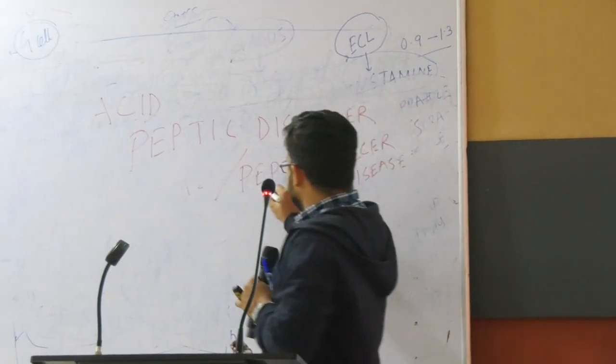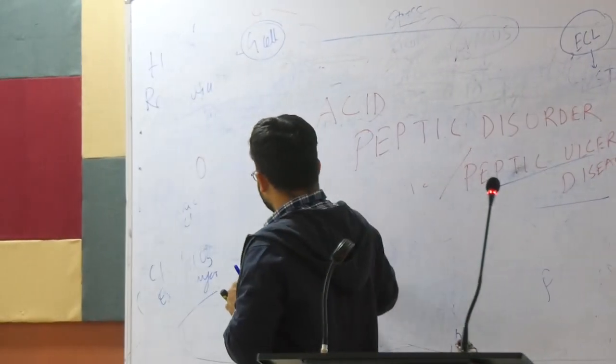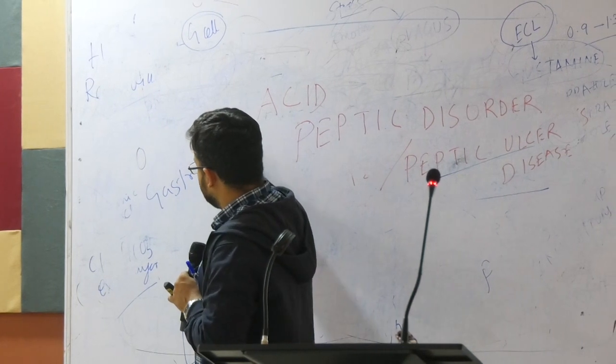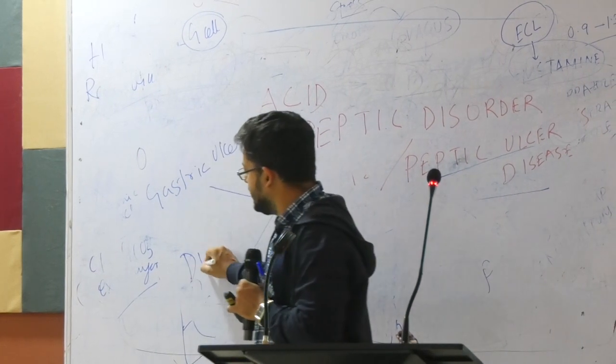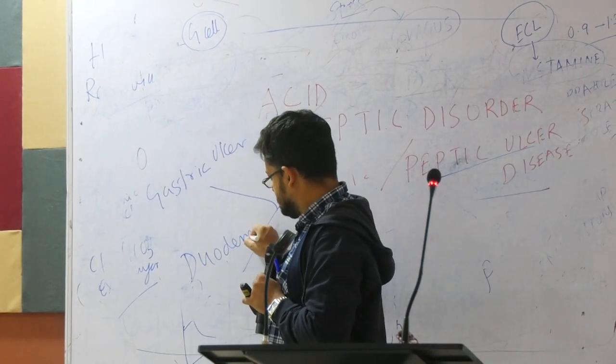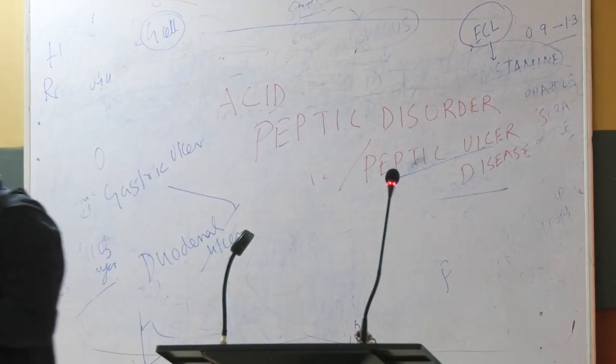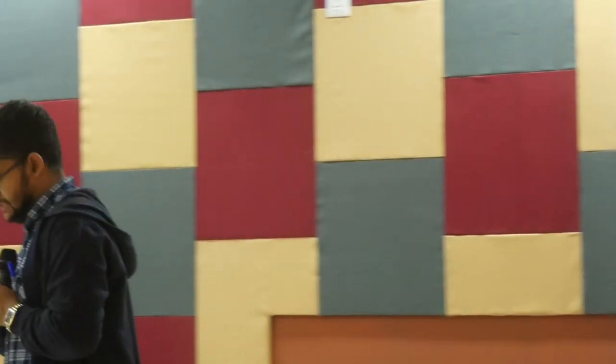This peptic ulcer disease can be of two types. One can be a gastric ulcer, the other can be a duodenal ulcer. Gastric ulcer means the ulcer or breach in mucosa. What is ulcer, by the way? It's a breach in the continuity of the mucosa or skin.